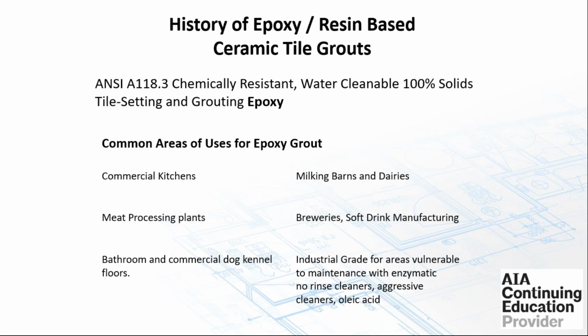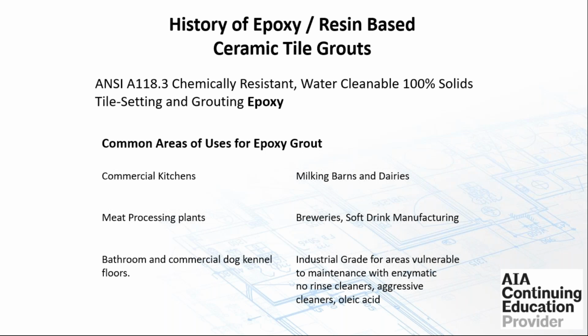Common uses of epoxy grouts, of course, in your 100% solids, are commercial kitchens, meat processing plants, your milking barns, dairies, anywhere where you have more caustic type applications. Bathrooms, commercial dog kennels, industrial grade areas that are vulnerable to maintenance with enzymatic and no-rinse cleaners. What we're talking about here now is your industrial grade of epoxy grout. Where are we starting to use that, and what are the differences?